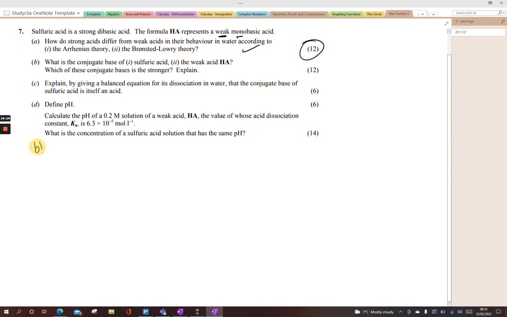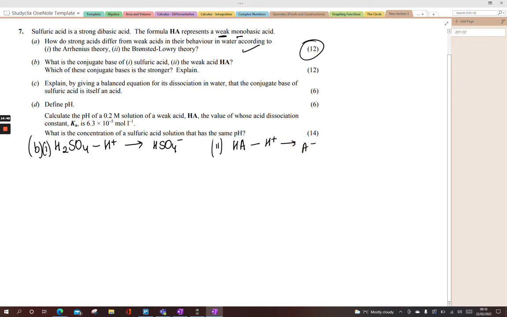Now, the second bit. What is a conjugate base of sulfuric acid? Now, sulfuric acid is H2SO4. Conjugate acids, my go-to: when I ask for a conjugate acid, A for acid, A for added. So here for my conjugate base, instead of adding on a H+, I'm taking away a H+, and what I'm left with is HSO4-. And the second one there, the conjugate base of HA, similar story, take away a H+, and I'm given A-.